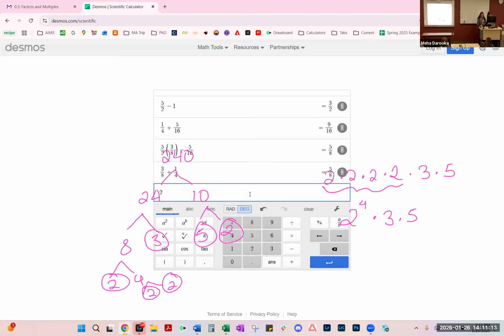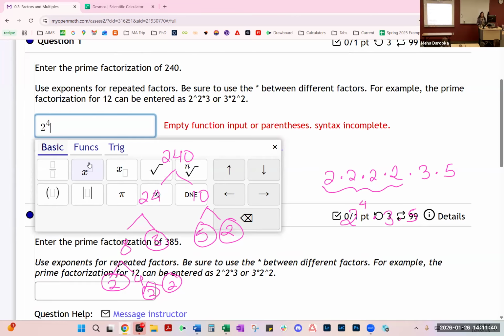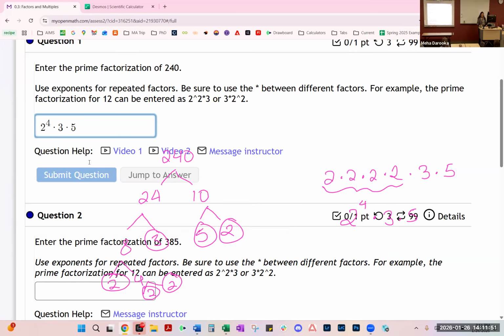So we had 2 times 2 times 2 times 2, 4 times, times 3 times 5, and you can make sure that does come out to be 240. Alrighty, do you want us to use exponents for repeated factors? Yeah, so they are telling us to do that. You can do that 2 as your base, and you can see this will be your little exponent option. So 2 to the 4th power times, and I'm just using the asterisk key on my keyboard, times 3 times 5, and hopefully that should look good.